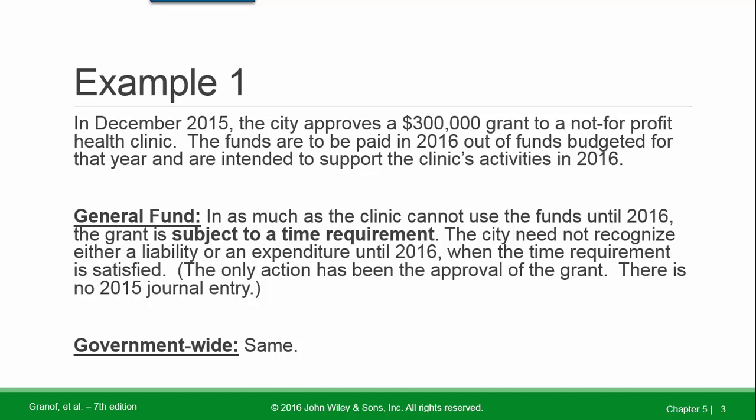Example: in December 2015, the city approves a $300,000 grant to a not-for-profit health clinic. The funds are to be paid in 2016 out of funds budgeted for that year and are intended to support the clinic's activities in 2016. The General Fund: inasmuch as the clinic cannot use the funds until 2016, the grant is subject to a time requirement. The city need not recognize either a liability or an expenditure until 2016 when the time requirement is satisfied.